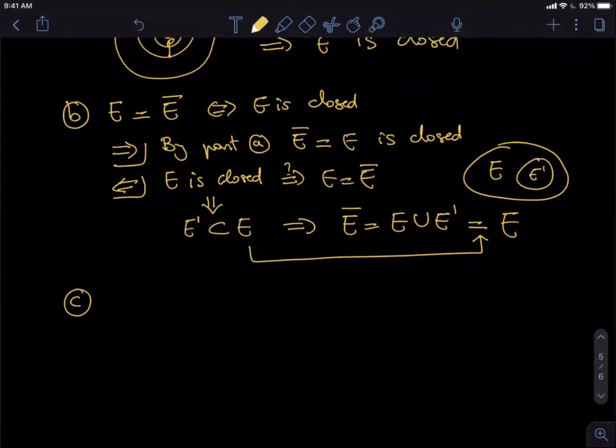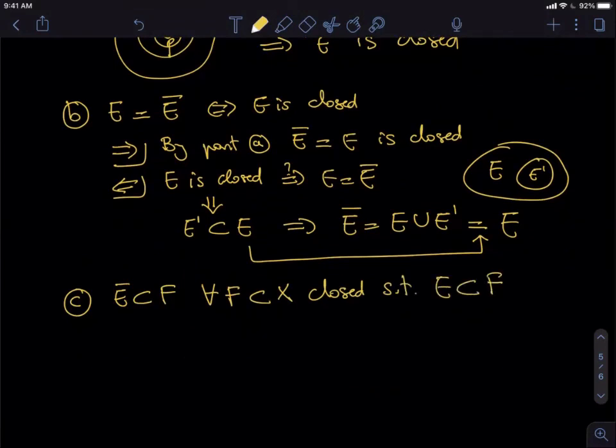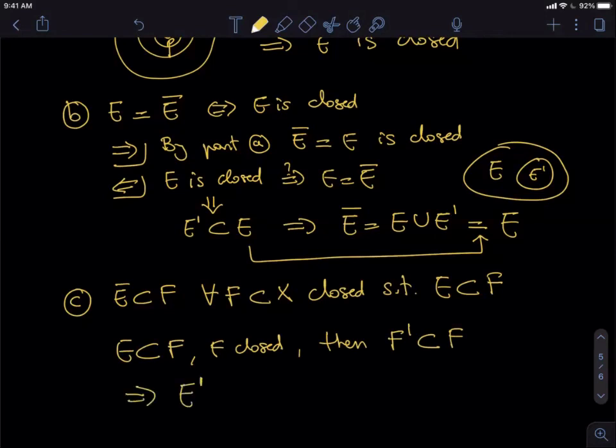So C, E is a subset of F for every F in X closed such that it also contains E. So in this case, if we have E contained in F and F is closed, then because it's closed, F prime is also contained in F. And that means that E prime is contained in F.